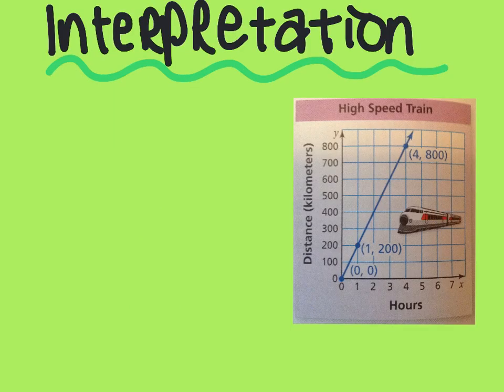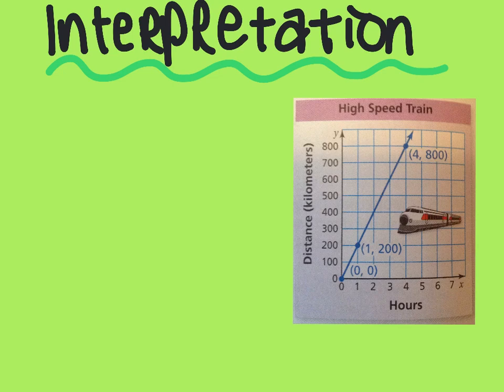Okay, the first thing you want to learn is how to interpret a proportional relationship. The distance traveled by a high-speed train is proportional to the number of hours traveled. Interpret each plotted point in the graph. The first point is 0, 0, and that basically means that the train travels 0 kilometers in 0 hours. And then the next one they have is 1, 200.